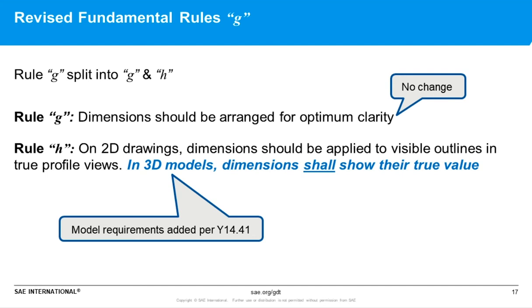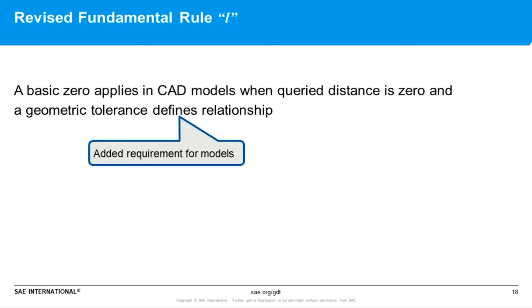So next rule was Fundamental Rule G. That was actually split into two rules, G and H. The G part of that still states that dimensions should be arranged for optimal clarity. The H rule tells us still that on 2D drawings, dimensions should be applied to visible outlines and in true profile views for understanding, clarity. But what's new is what we see in blue italics there. It included a statement that in 3D models, dimensions shall show their true values. Okay, so in other words, they updated that to be applicable to 3D models per the 1441 standard.